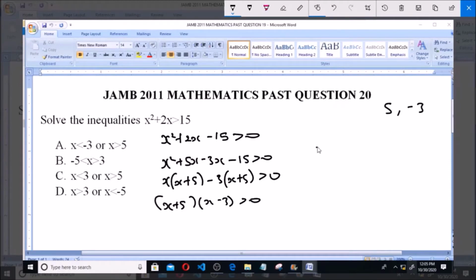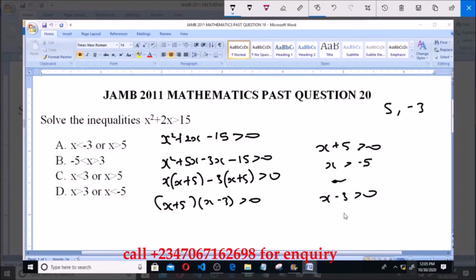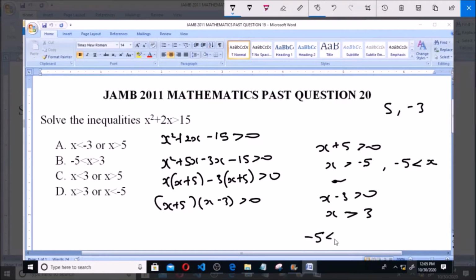Now from here we can say x plus 5 is greater than 0, meaning that x is greater than minus 5, or x minus 3 is greater than 0, meaning that x is greater than 3. Since x is greater than minus 5, that means minus 5 is less than x. So we can say minus 5 is less than x, which is greater than 3. Looking at this, this is option B. So this is the answer to this question.